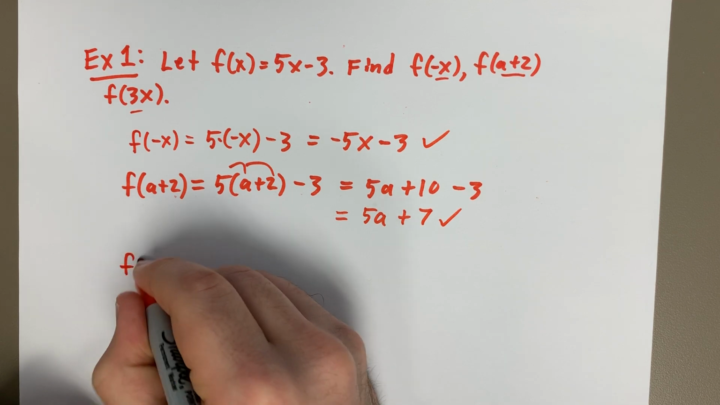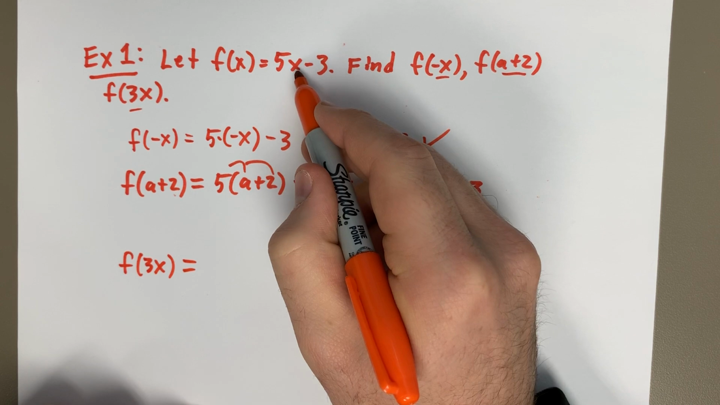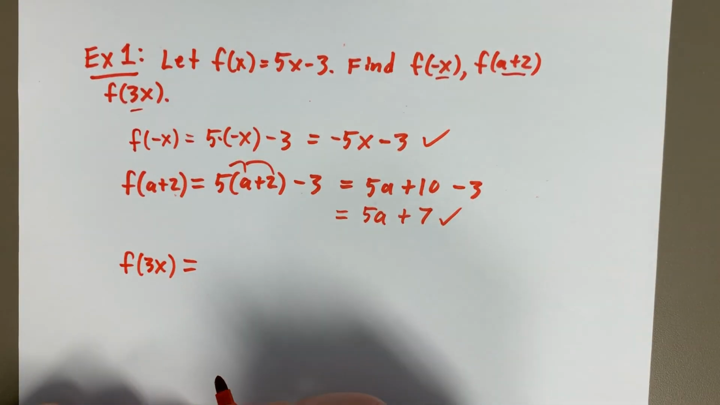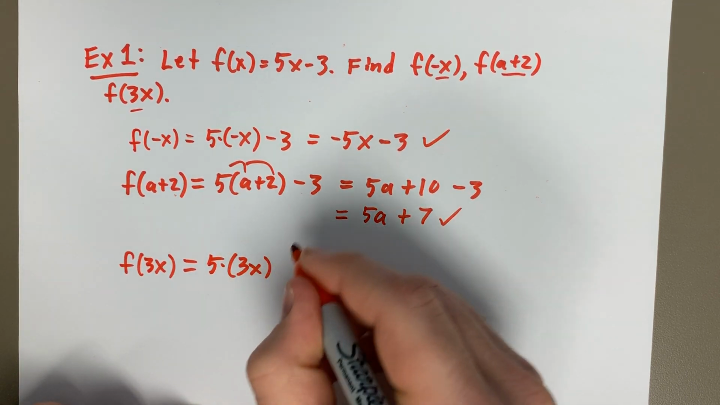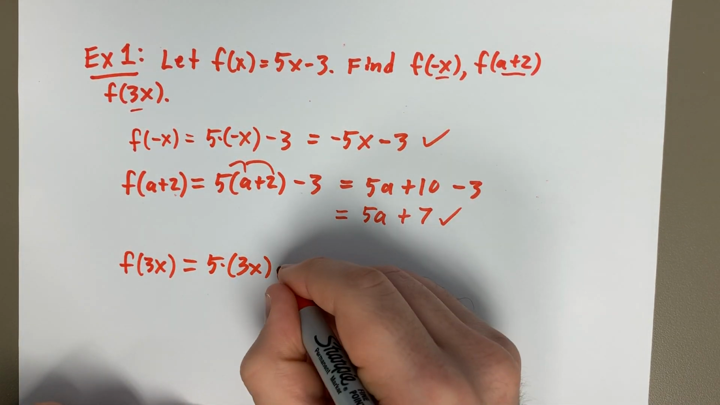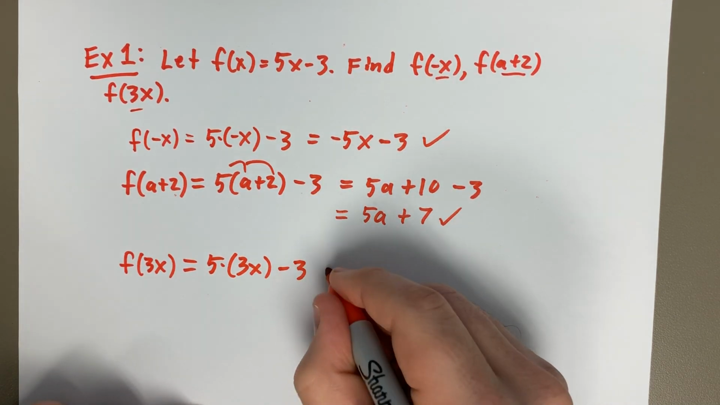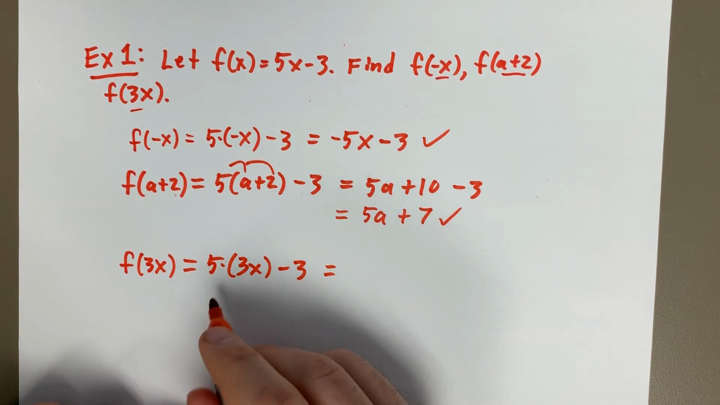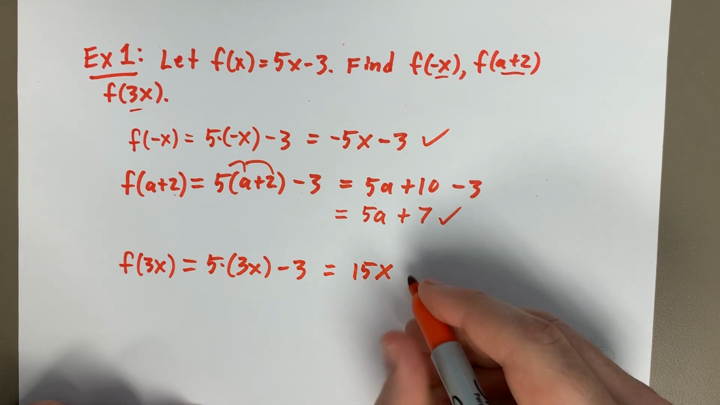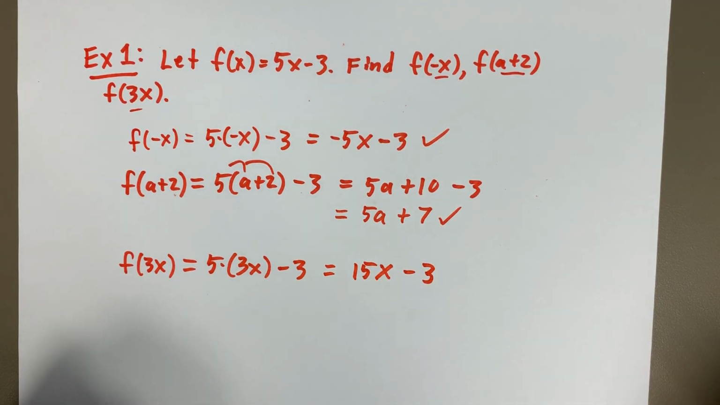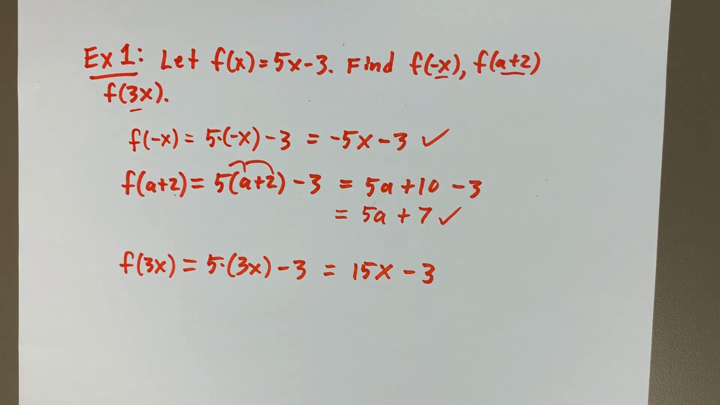Last one is f of 3x. Same thing. Every place I see an x up here, I'm replacing it with a 3x. Okay, so I have 5 times 3x. Every place I see an x, I'm replacing it with the 3x. So 5 times 3x minus 3, because the 3 gets carried along for the ride. So, simplifying, I have 5 times 3 times x, so that's just 15x minus 3. Okay? So when I plug in 3x, I get 15x minus 3.